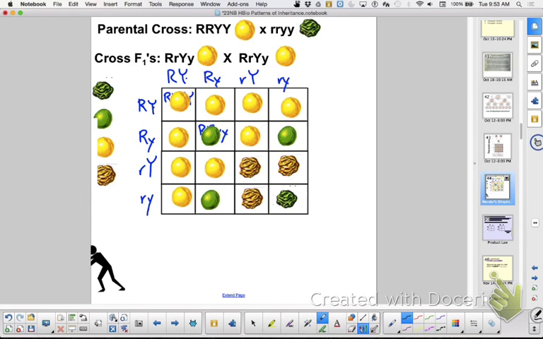Double check with your bio buddy, see if you came up with the same ratio. First of all, let me ask you, how many different phenotypes are there? 4, because I have them here. Okay. What's the first one you would give me? 9 brown, yellow, peas.